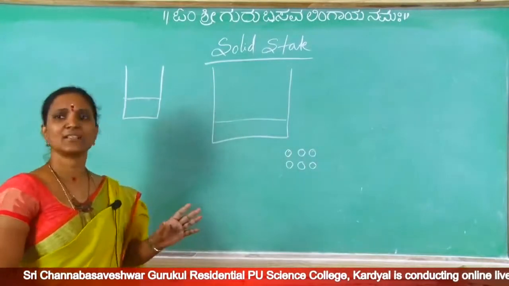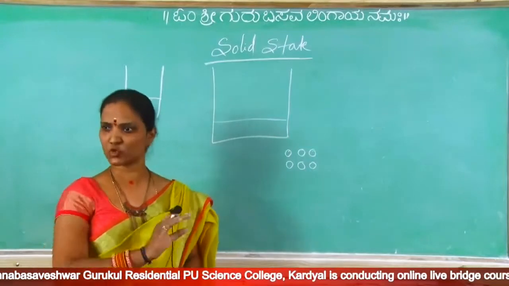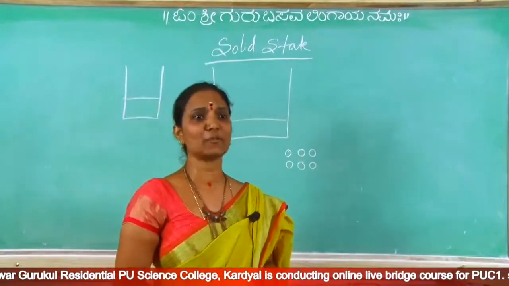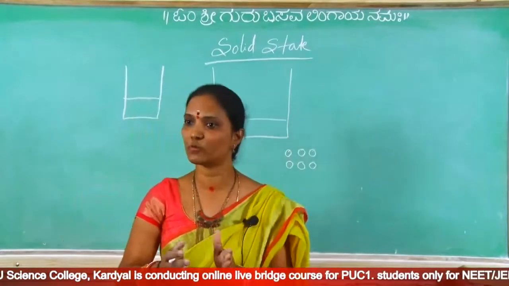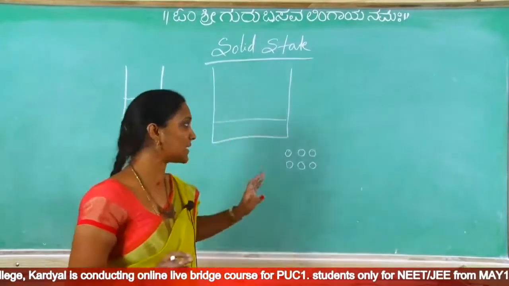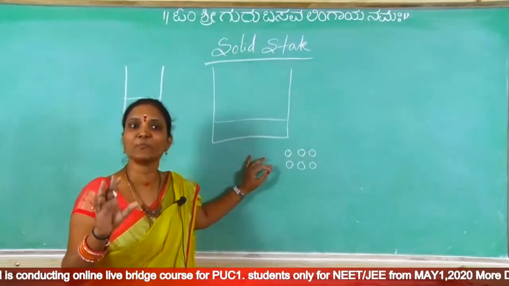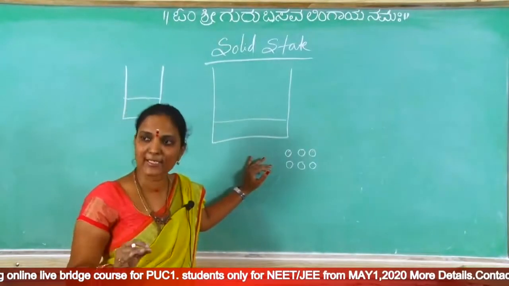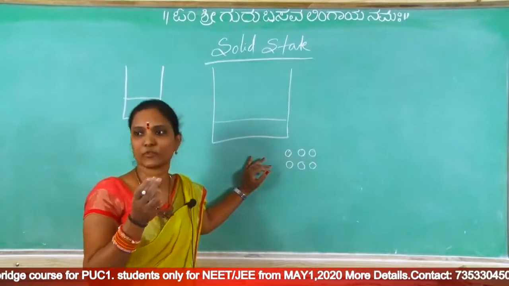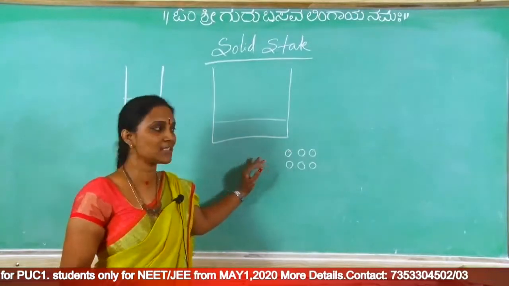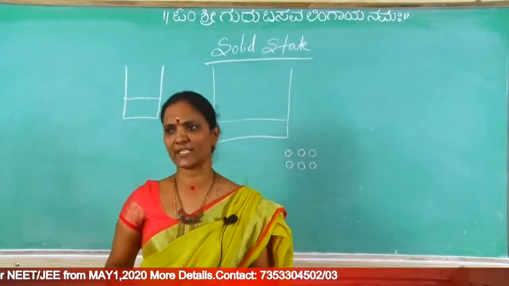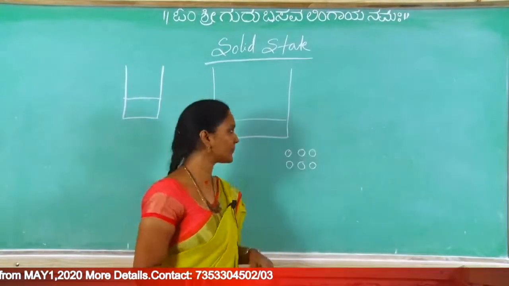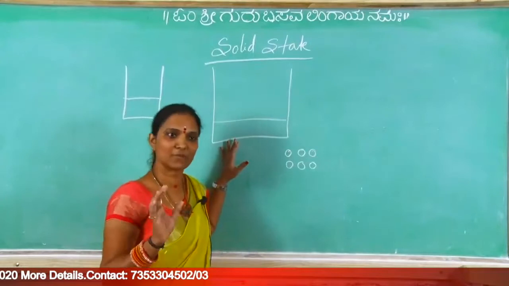What are these particles? Not laddus. If it is sodium, these are sodium atoms. If it is sodium chloride, Na+ and Cl-. If it is ice, H2O molecules. Okay, these particles are called constituent particles. Now in this chapter we are using the term constituent particles. Constituent particles means atoms or ions or molecules, whatever is present in that solid. Okay, for example, this is a sodium solid.